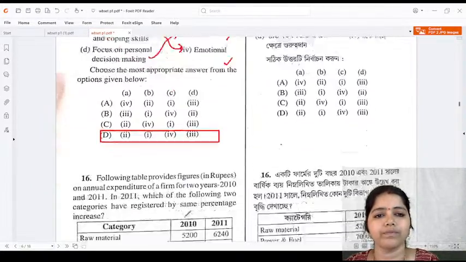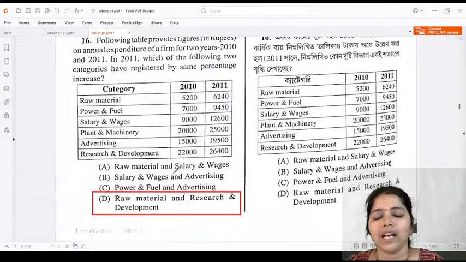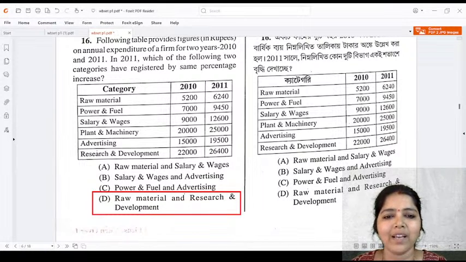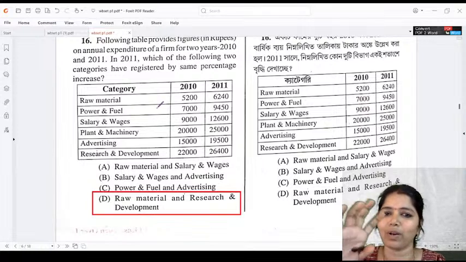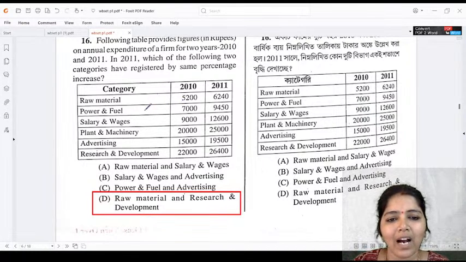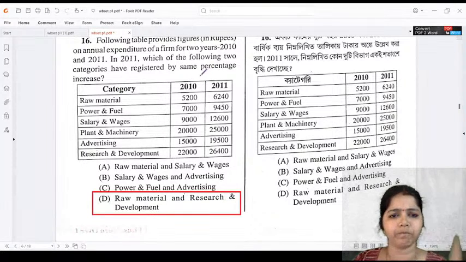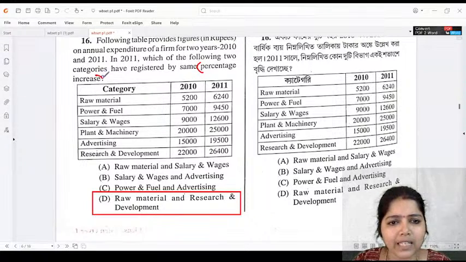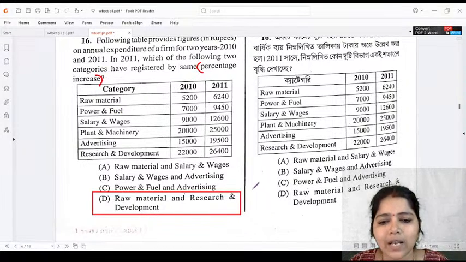Next one. Actually, this is very easy. This time in WBSET, the DA was not that tough, right? It was very easy. Each one problem they have given. And in this problem, they have asked questions with respect to percentage increase, right? What is the formula for percentage increase?